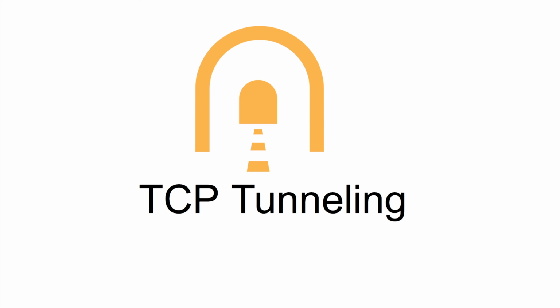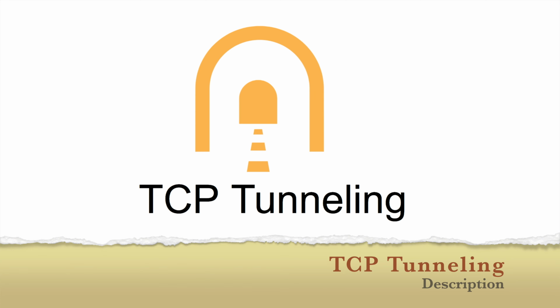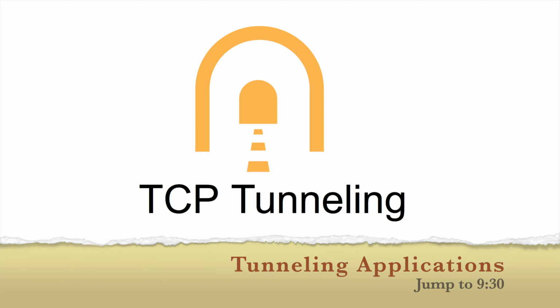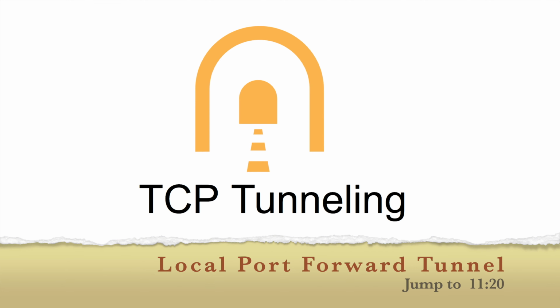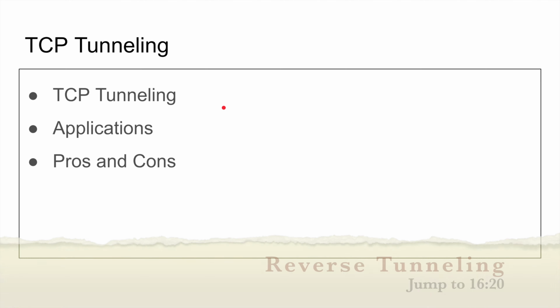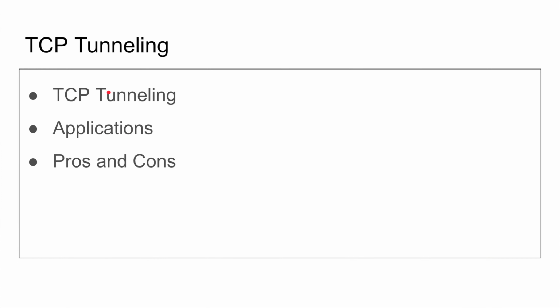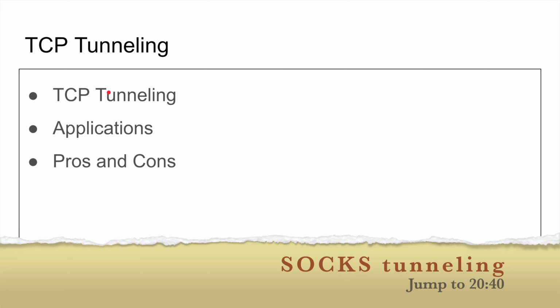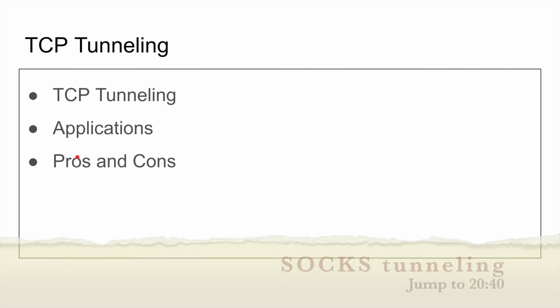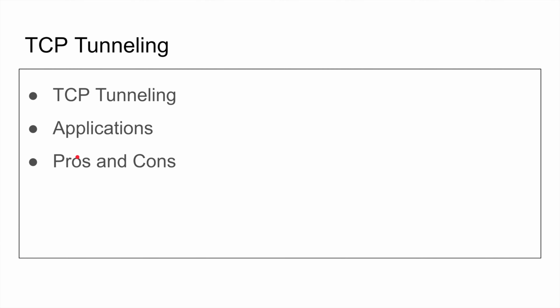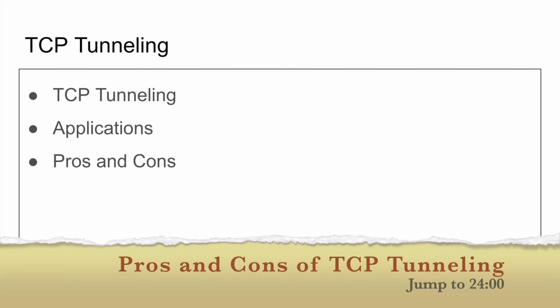Tunneling is the process of encapsulating content from protocol A into another protocol B, usually because protocol A is blocked or unavailable. In this video, we'll explain how TCP tunneling works, and we're going to talk about the different applications of TCP tunneling. And finally, we're going to talk about pros and cons of TCP tunneling as usual in this channel.